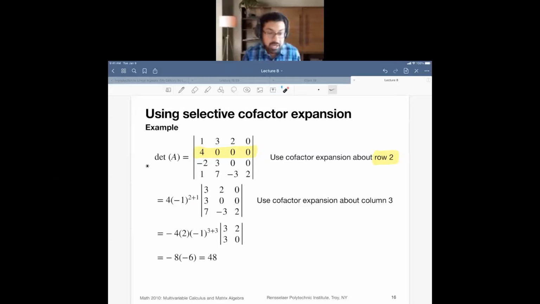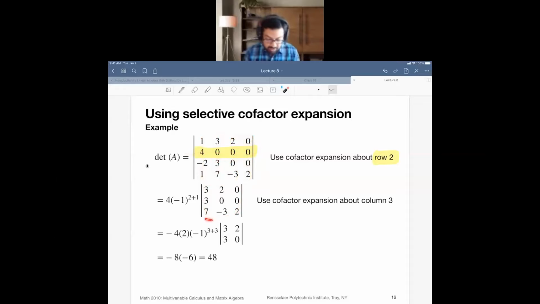And then the determinant of whatever remains when you remove this row and this column. So when you remove those, what you have left is 3, 2, 0, 3, 0, 0, 7, -3, 2. So all of that is written over here, and you're trying to go for the determinant of that particular minor.